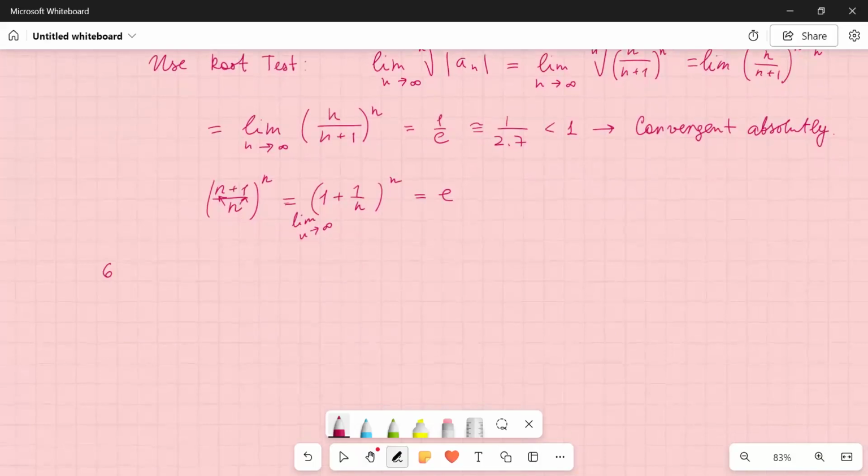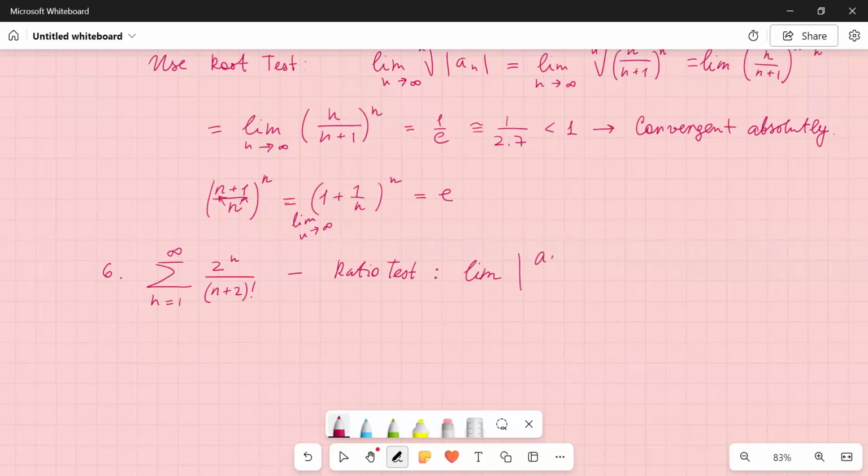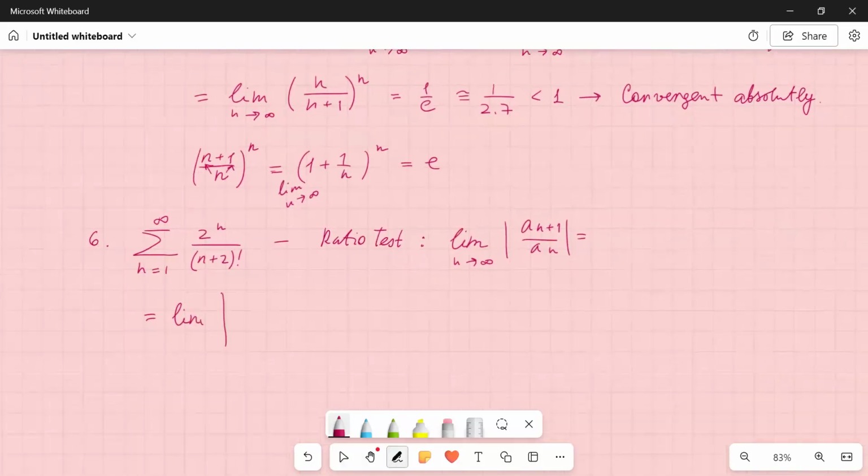And my last series to investigate is 2 to the power of n over (n plus 2) factorial. Well, I plan to use the ratio test. So I'll need to find the limit of the ratio between a(n plus 1), the next term, and the previous term, and check if this ratio is less than 1. Maybe it's not going to be that super easy, considering factorial, but let's do it.